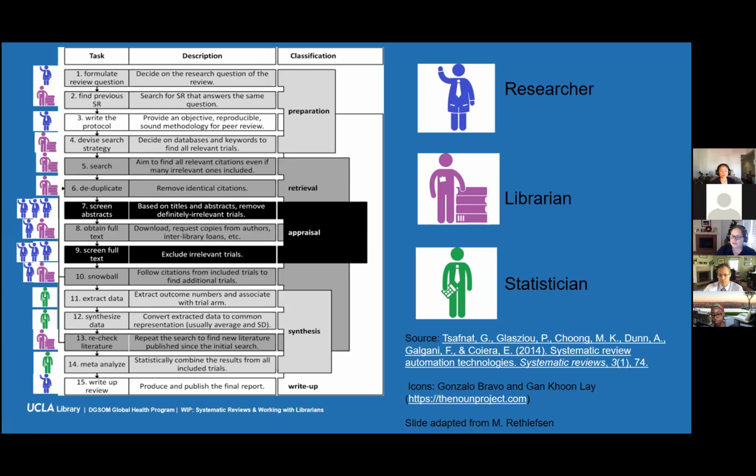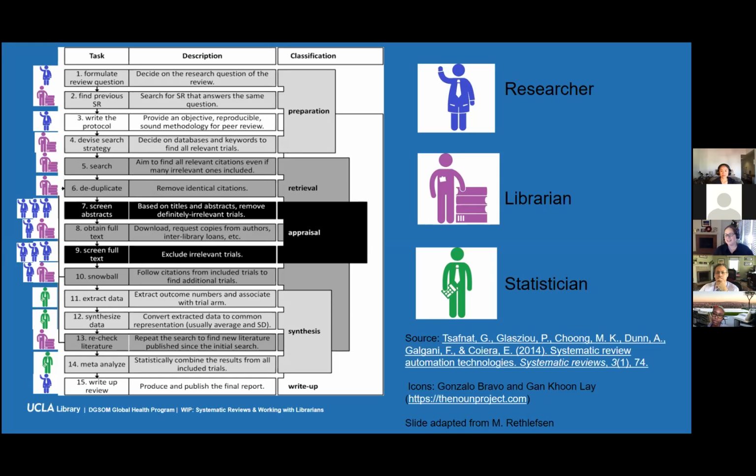You would probably use that information to help generate the start of your protocol, and we'll talk about protocols in a second. And then working with the librarian to devise the search strategy, as Ami talked about, sort of the back and forth and talking about all of the different controlled vocabularies you can use to search. The librarian would probably also conduct the search for you and work through the deduplication of results. And then your research team would go through and screen abstracts.